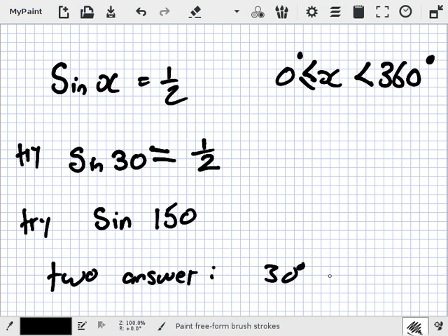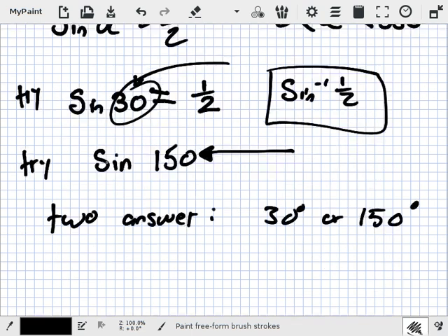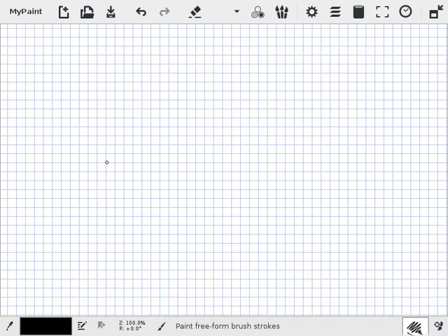30 or 150. Now, we need some way to figure out how to get the second answer, because you might be wondering, how did I know that the other answer was 150? The calculator gave us the first answer. All you typed in was sine inverse a half, and that gave us the first answer of 30. So how do we get the second answer? 180 minus. So you'll need to write these three facts down.